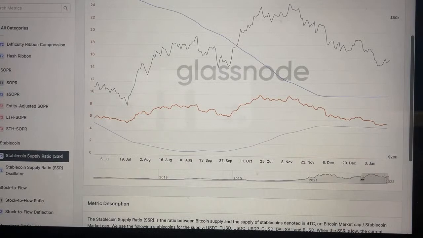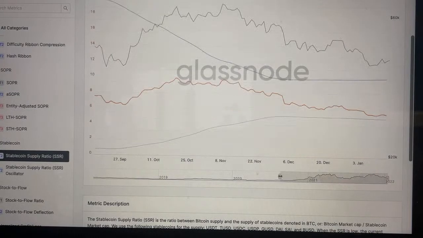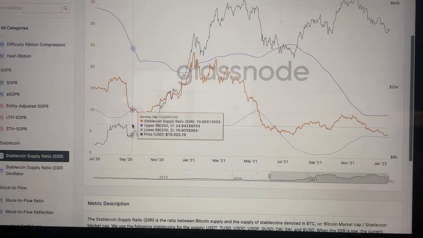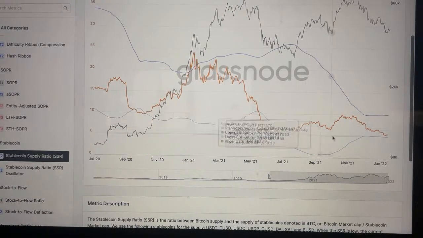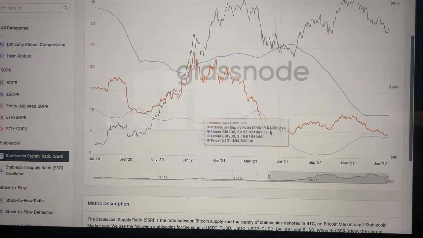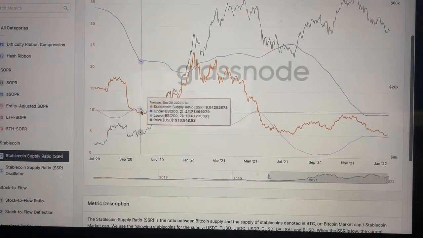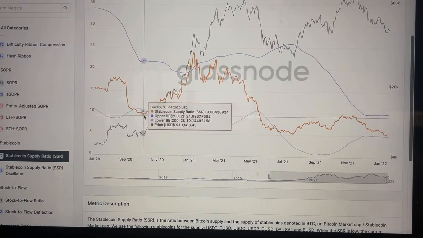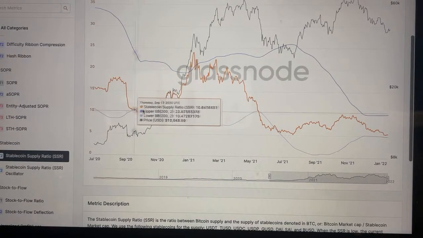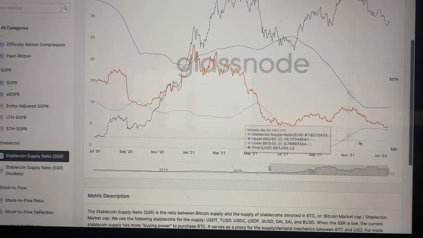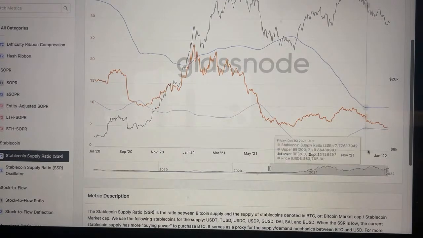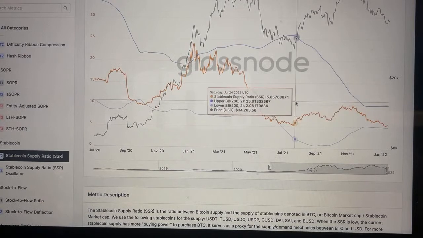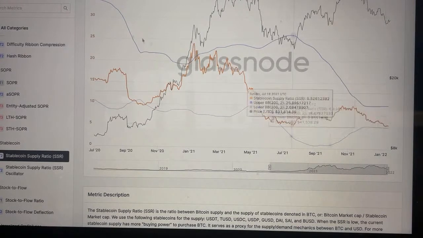And this stable coin supply ratio is moving down, which is nice, because this stable coin supply ratio matters too much to me, because if this stable coin supply ratio moves down, it's showing us that we are somewhere around the potential bottom in cryptocurrency market. Right now, this stablecoin supply ratio is pretty low, and I'm waiting.